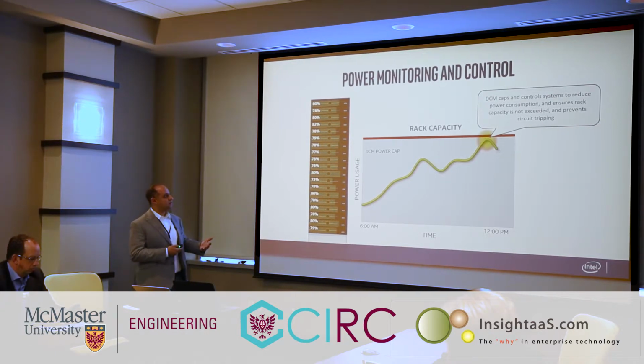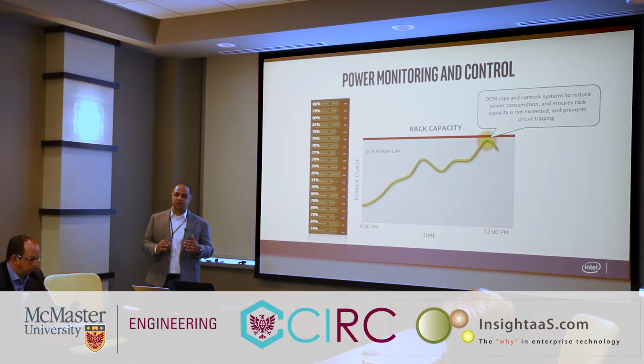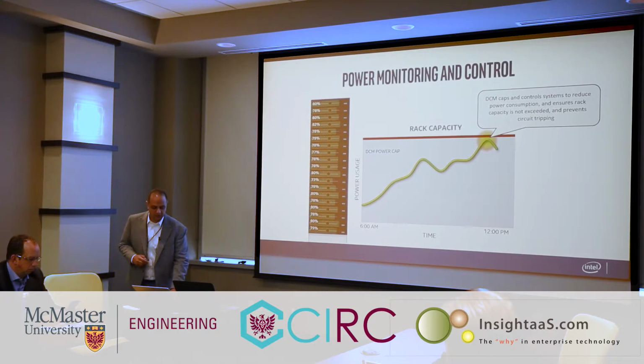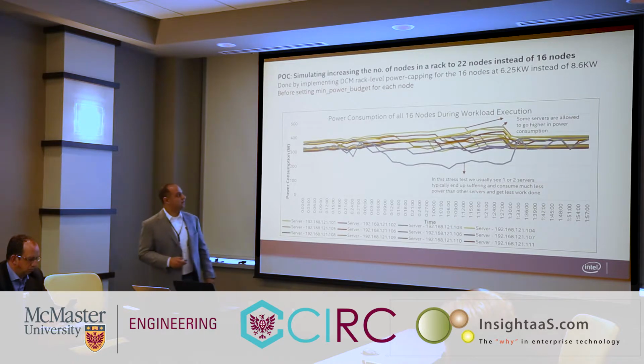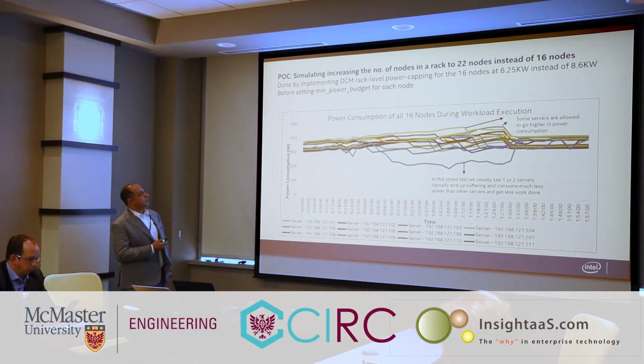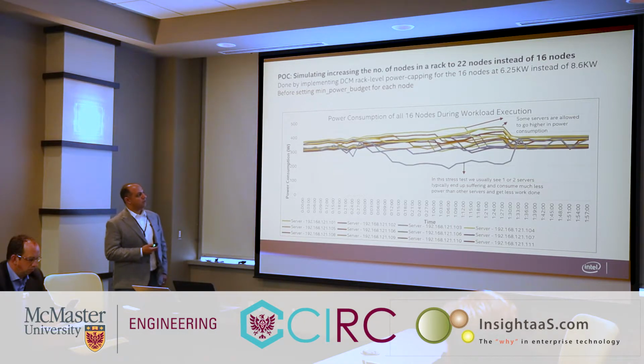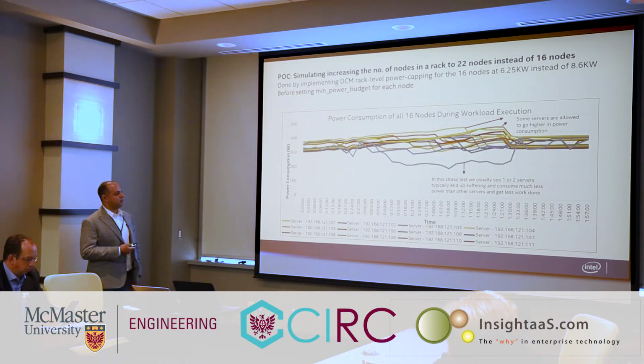And then what DCM does is that it throttles the CPU's frequency down a little bit so that it stays within that limit. And then what I was going to show you here is the POC that we did recently, where we did exactly that. We tried to increase the rack density from 16 nodes to 22. We did that by simulating a maximum power budget for the rack, which was 6.2 kilowatts instead of 8.6. And what DCM did is that it started fluctuating the CPU frequency a little bit for that workload to maintain that limit, as I said.